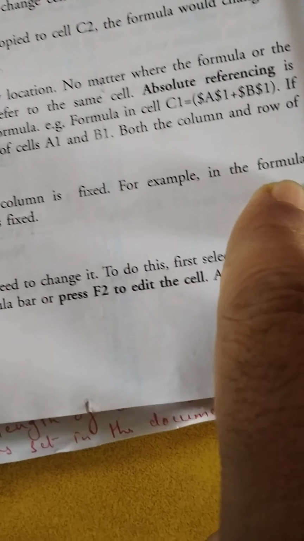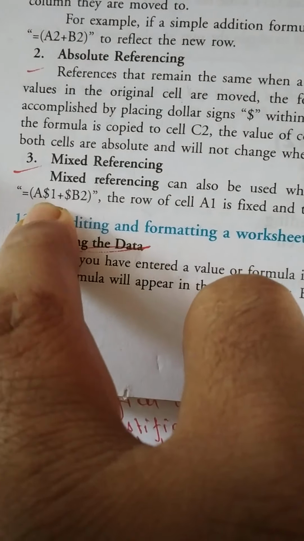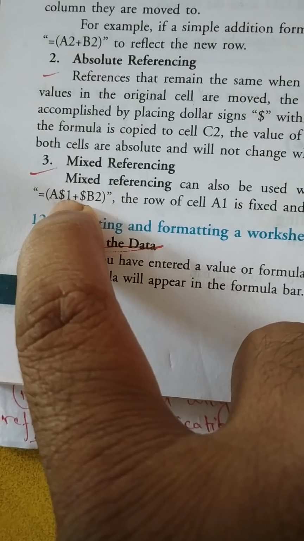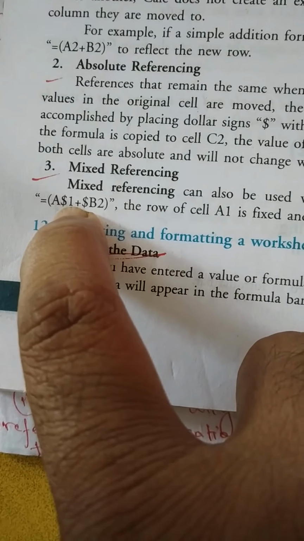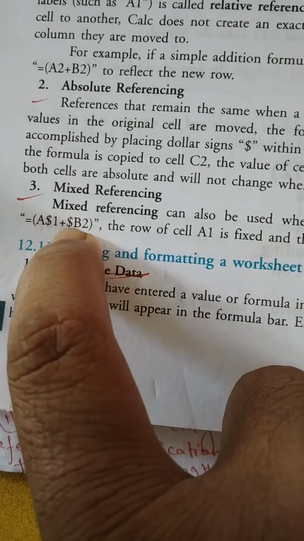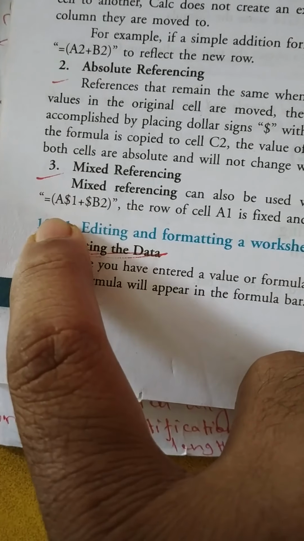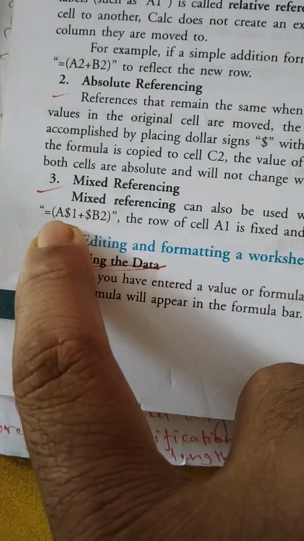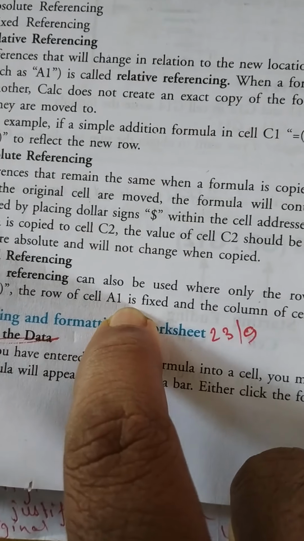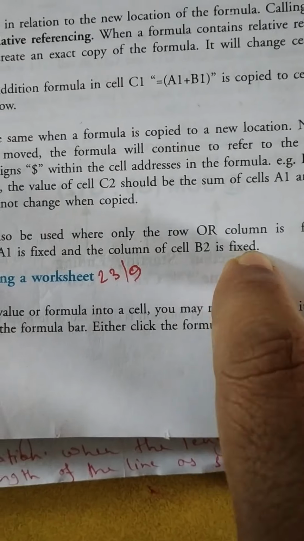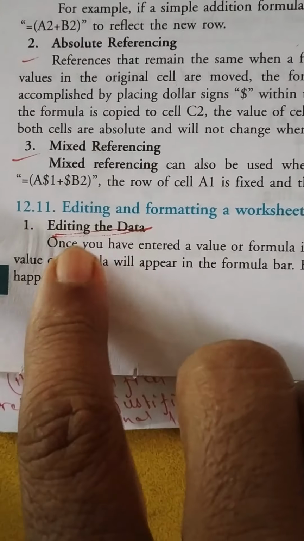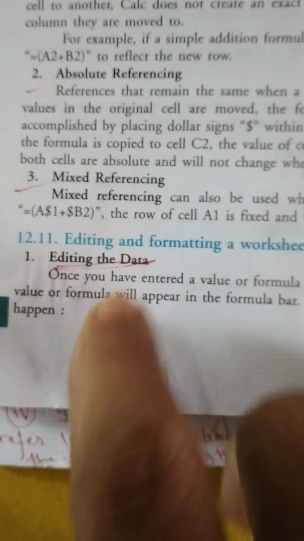For example, in the formula, see, A is not kept with any dollar sign. A is alone, but 1 is with a dollar. ठीक है, that means the row is constant, the column may change, plus dollar B2. B is with a dollar, but 2 is not. So here is a combination of both, है ना, relative, this is relative, this is absolute, this is absolute, this is relative. ठीक है, the row of cell A1 is fixed and the column of cell B2 is fixed. So therefore it is mixed referencing, the combination of absolute and relative.